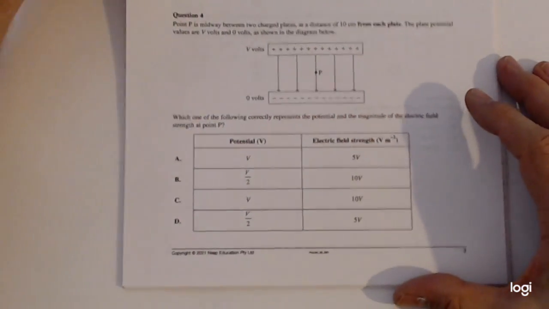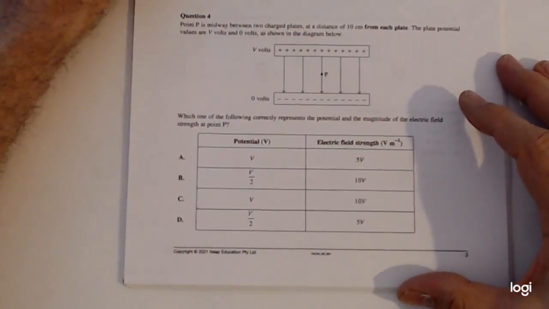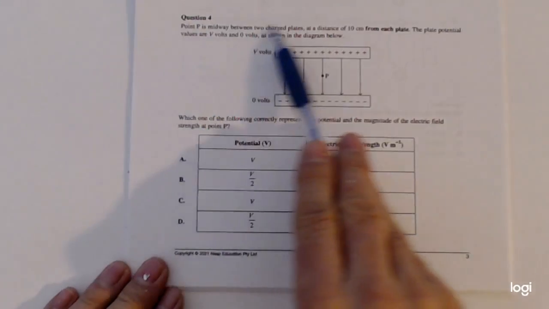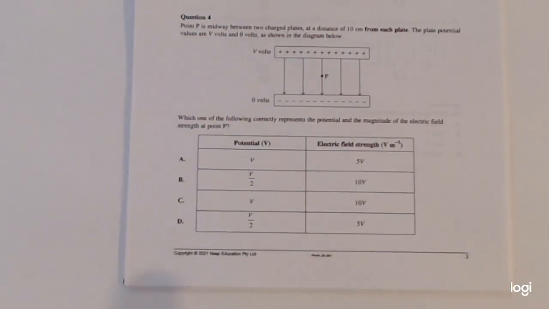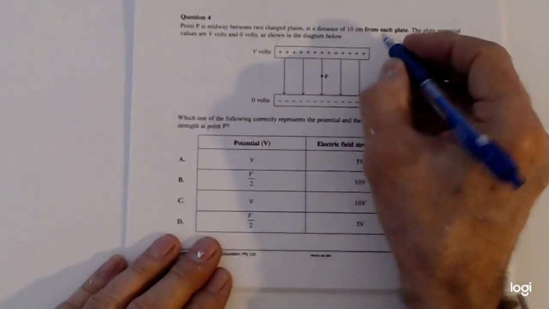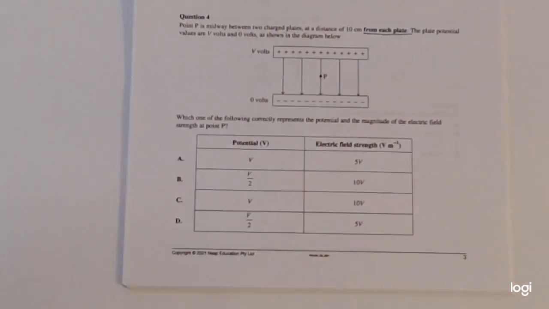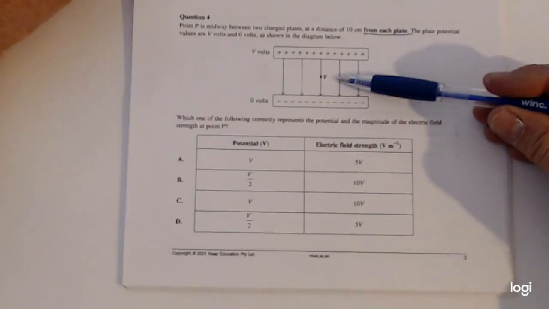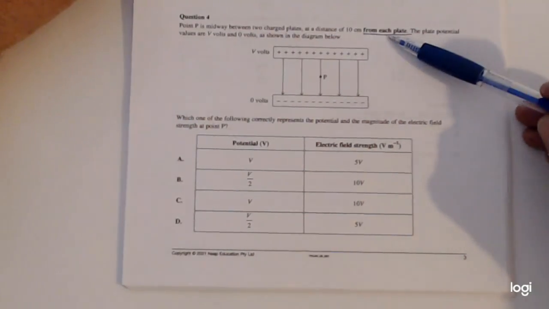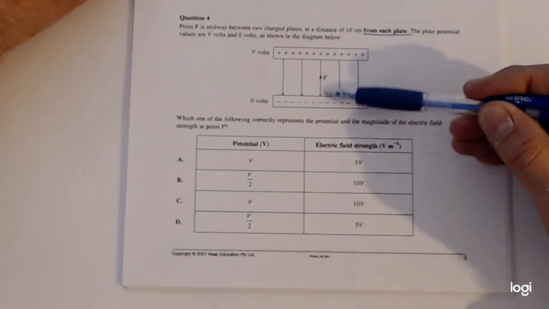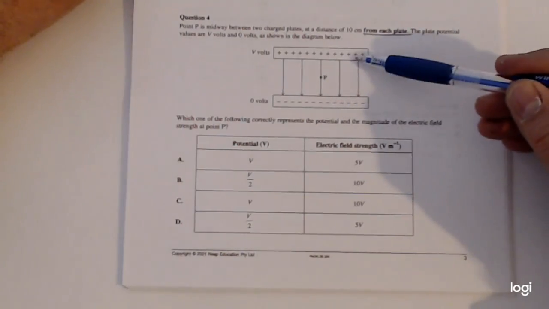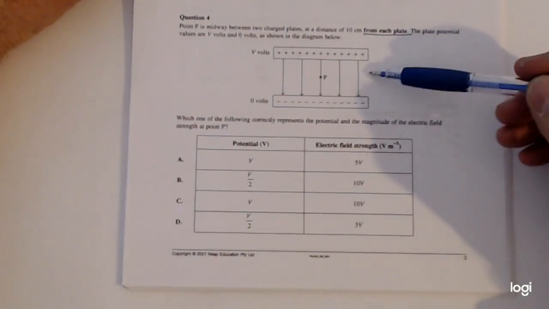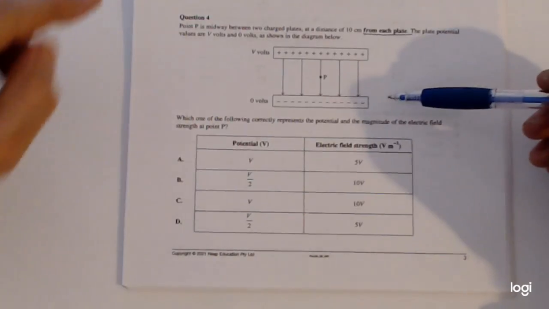Question 4 is a good one. It's an easy one to get wrong because some people are not going to read that slowly enough, especially when they put something in bold, like "from each plate." This matters. It says point P is midway between two charged plates at a distance of 10 centimeters from each plate. So that's 10 and that's 10. So the distance between these plates is actually 20 centimeters, 0.2 meters. That's going to change the answer.